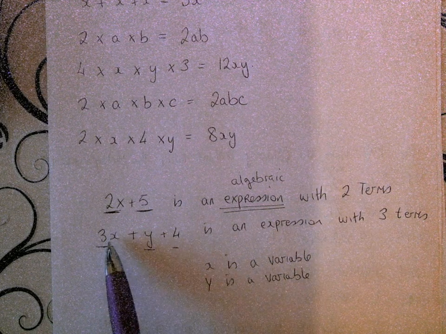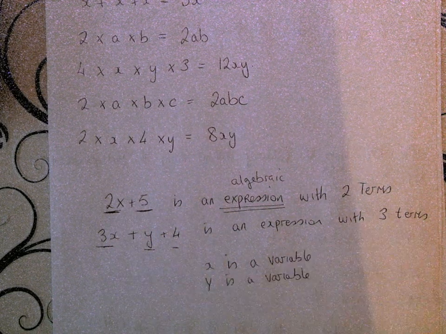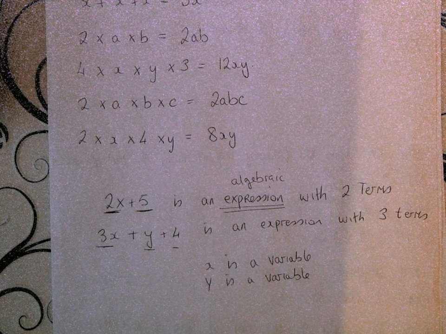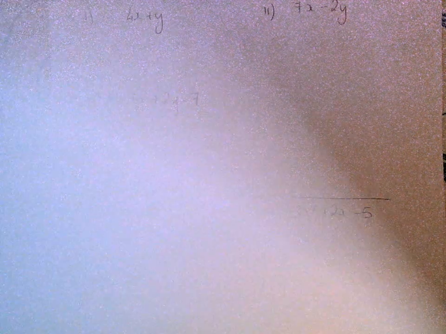Okay, x is the variable. X is what's called a variable. Y is also a variable because we don't know the value of x and we don't know the value of y. They can vary. That's all that's the saying. Okay, so nothing really there.